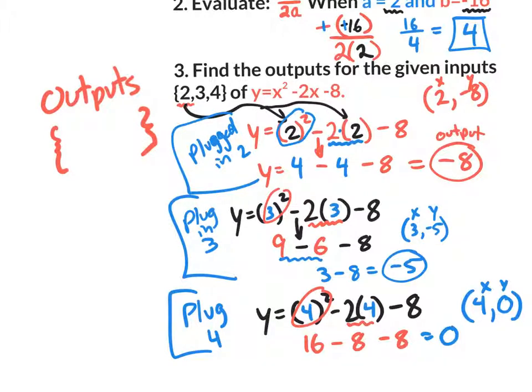So when we plugged in a 2, we got out a negative 8. So that's the first one we need to plug in there, a negative 8, comma. And then we plugged in a 3, and we got out a negative 5. So that's the next number we plug in there, a negative 5. And the last one, the 4, we plugged in a 4 at the very end and we got out a 0. So this is the way to write this particular answer. The outputs are -8, -5, and 0 based on the inputs 2, 3, and 4.